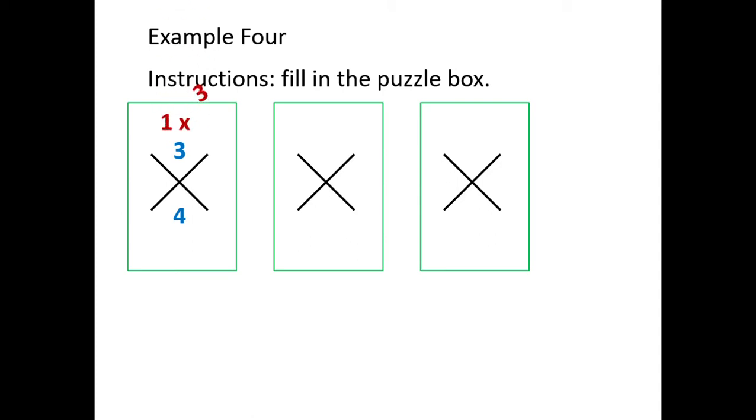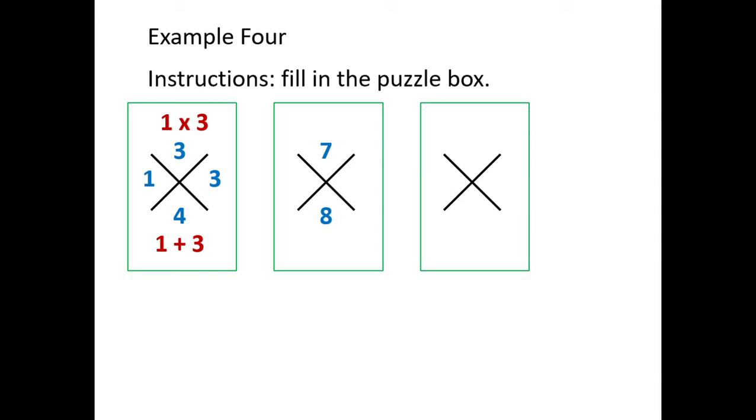So 1 times 3. So how do you get to a 4? Well, does 1 plus 3 equal 4? Yes, it does. So our side numbers had to have been 1 and 3, because 1 times 3 was 3 on the top, and 1 plus 3 was 4 on the bottom.